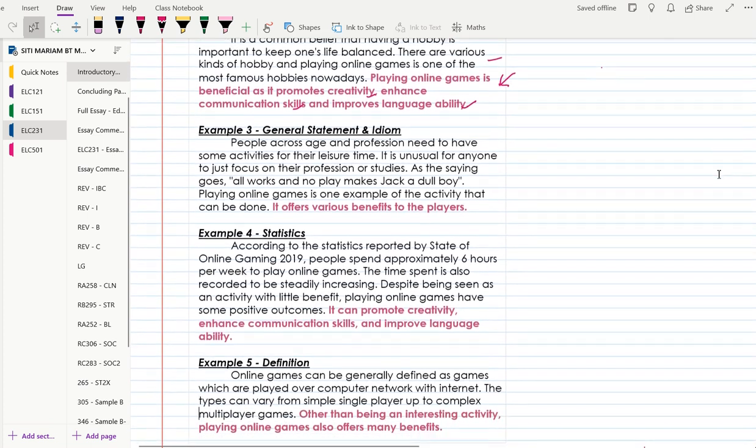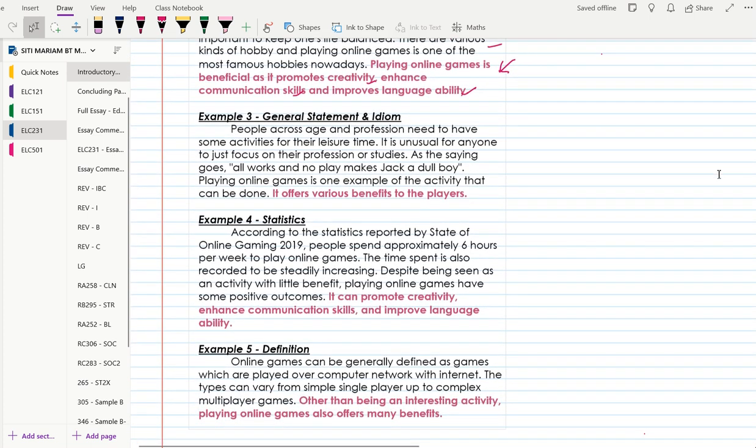Alright, example 3. This is a combination between two things, which are general statement and idiom. People across age and profession need to have some activities for their leisure time. It is unusual for anyone to just focus on their profession or studies. As the saying goes, all work and no play makes Jack a dull boy. So this is the idiom that I was talking about.